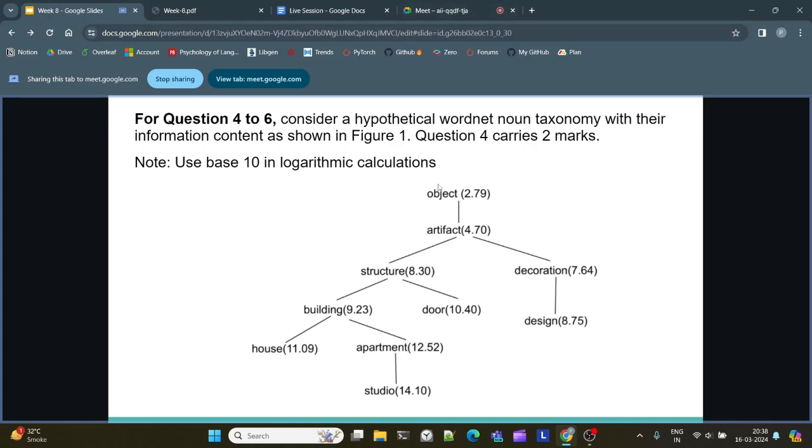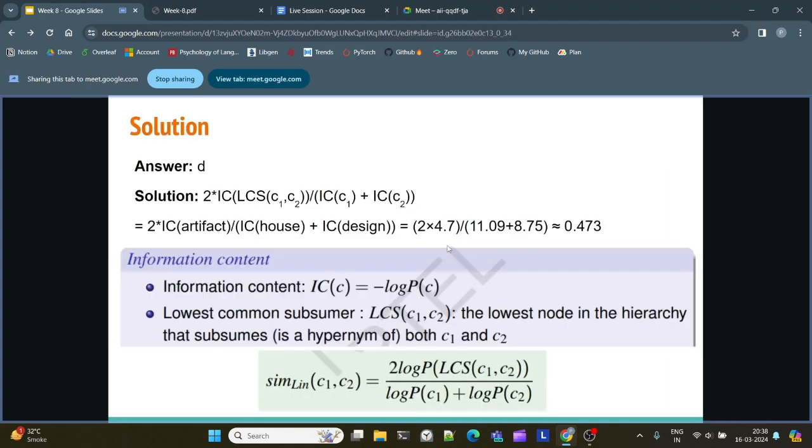Ma'am, what is the value of IC? IC is the information content. The information that is associated with the concept would be the information content. So the formula is this actually. If you have the content probability, from that you can compute the information content by simply taking the negative of the logarithm of the probability. Either P of C would be given or IC of C would be given, and after that you just simply have to plug in the values.